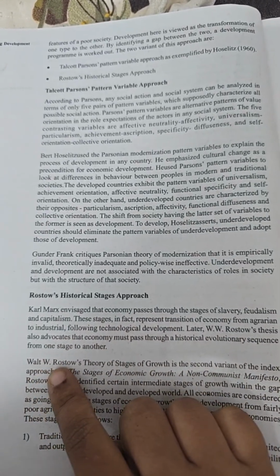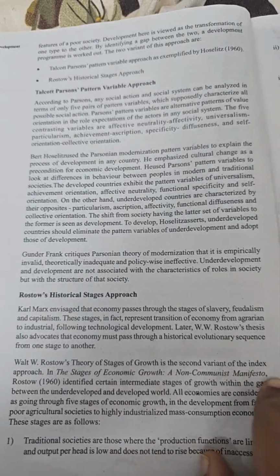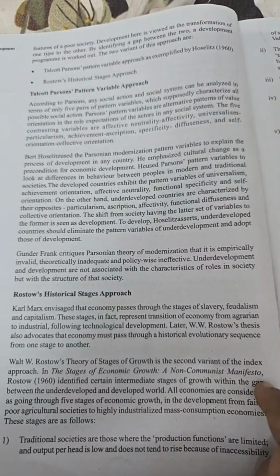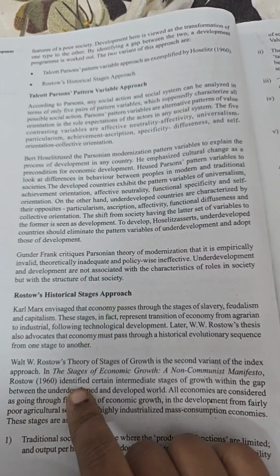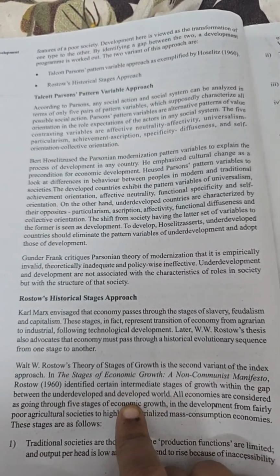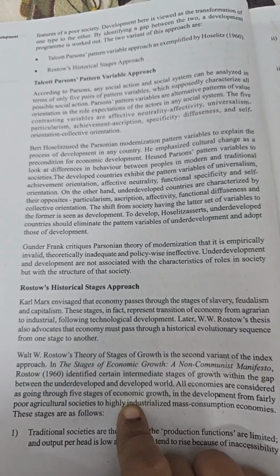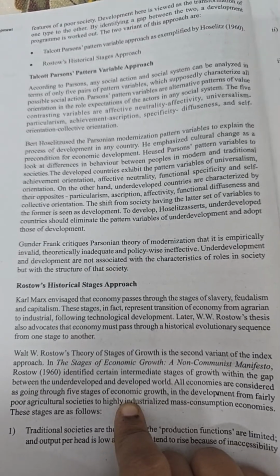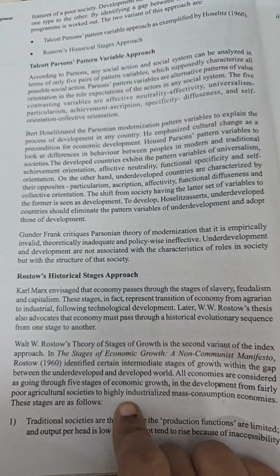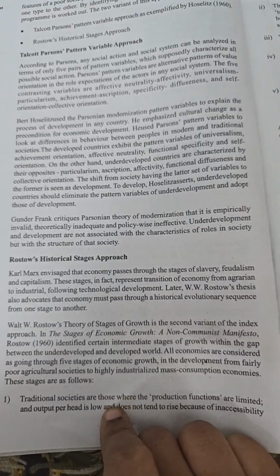Rostow's theory of stages of growth is a second variety of the index approach, in the stages of economic growth. A non-communist manifesto, Rostow in 1960 identifies certain intermediate stages of growth within the gap between the underdeveloped and developed world. All economies are considered as going through five stages of economic growth, in the development from a very poor agricultural society to a highly industrial mass consumption economy. The stages are as follows.